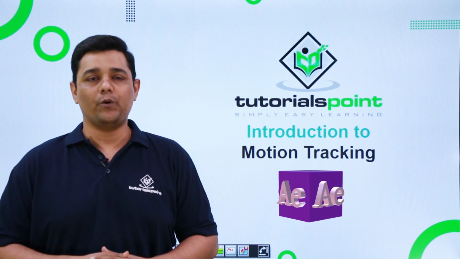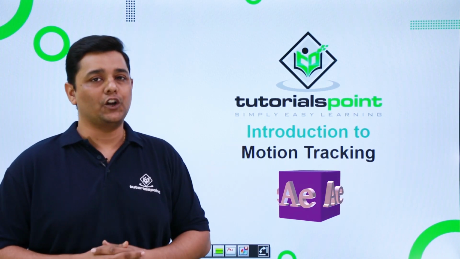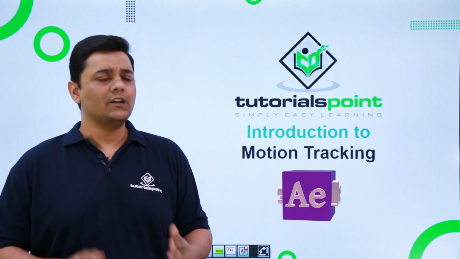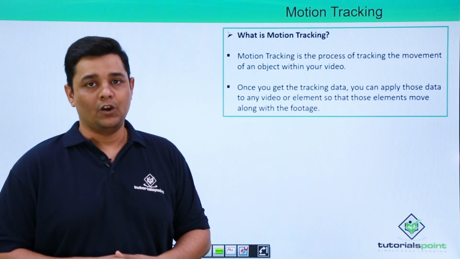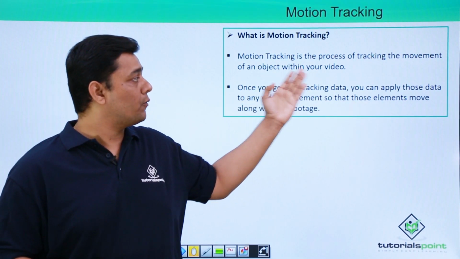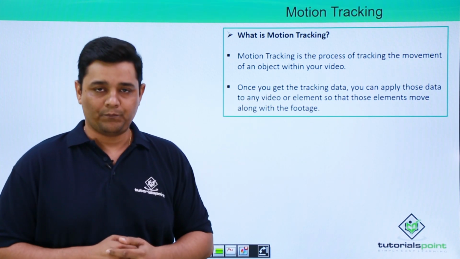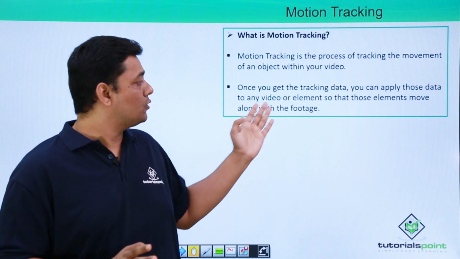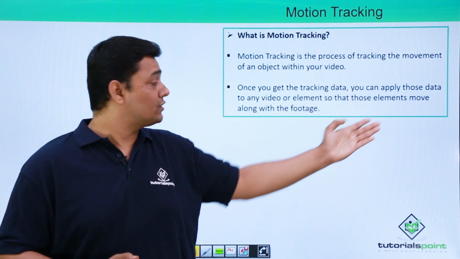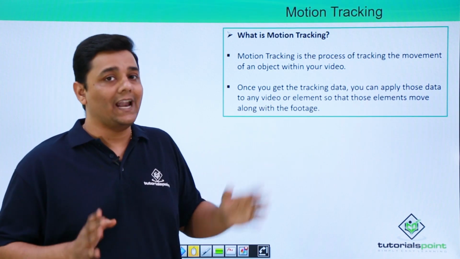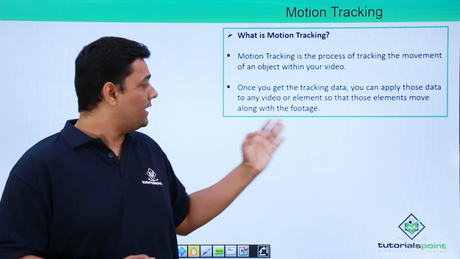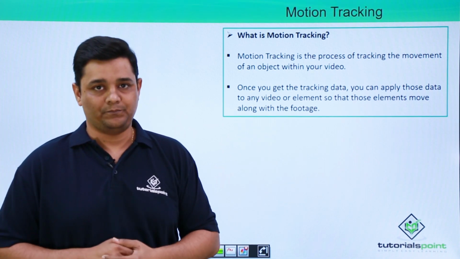In this video, we are going to learn motion tracking in Adobe After Effects. So guys, what is motion tracking? Motion tracking is the process of tracking the movement of an object within your video. And after collecting those tracking data, you can apply those data to any video or element so that that element is moved along with your footage.